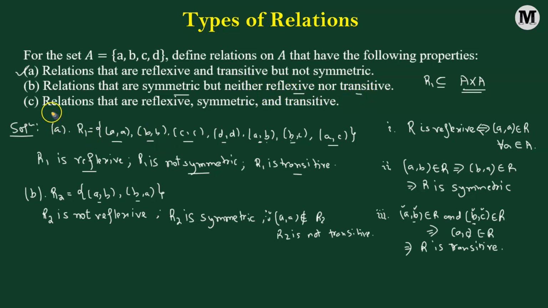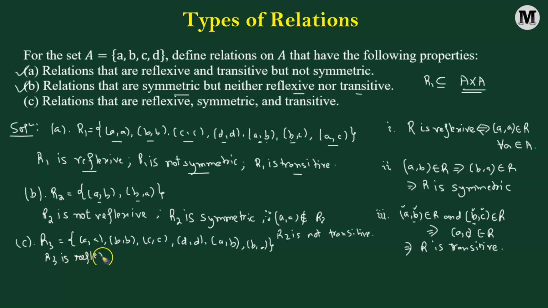Finally, we're going to pick up a relation C. Let's define it as R3. Let's say this contains the ordered pairs A comma A, B comma B, C comma C, and D comma D, and we're going to consider two more ordered pairs, A comma B and B comma A. Now as we can see, A comma A, B comma B, C comma C, D comma D are present. So the relation R3 is reflexive.